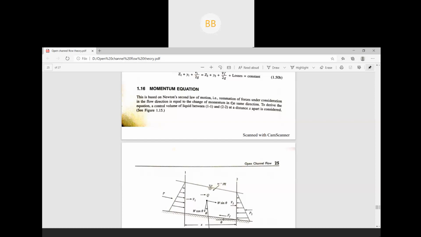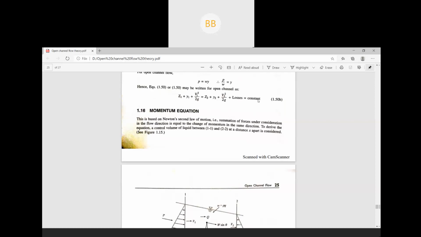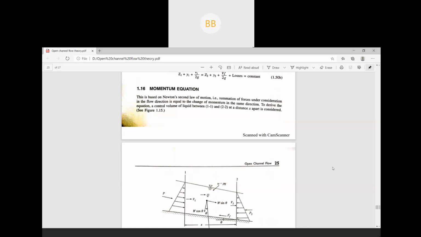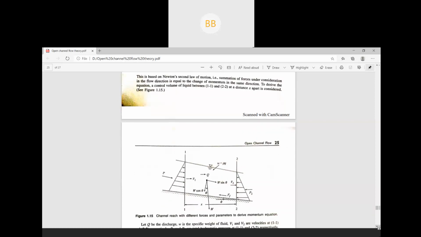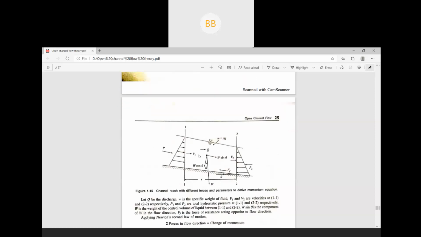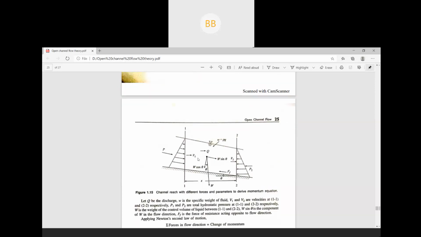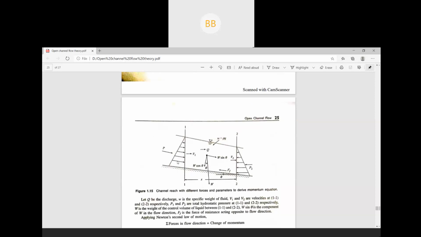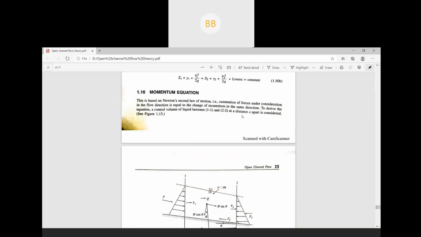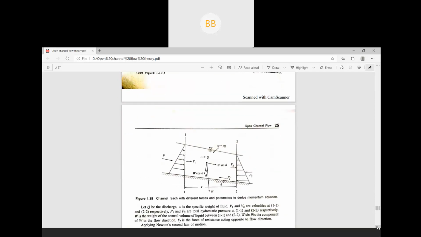So that second law is, we all know, the summation of forces under consideration in the direction of flow. Okay? If you see in this figure, when you take the summation of all the forces, these forces should be in the direction of flow, and it is equal to the change of momentum in the same direction. Okay, so here we are going to derive the momentum equation.